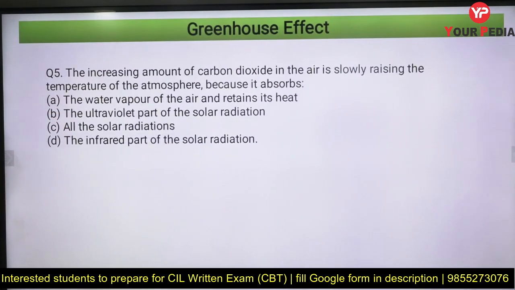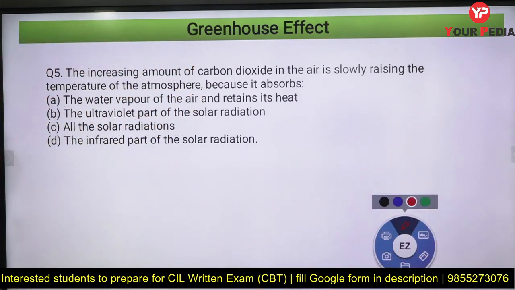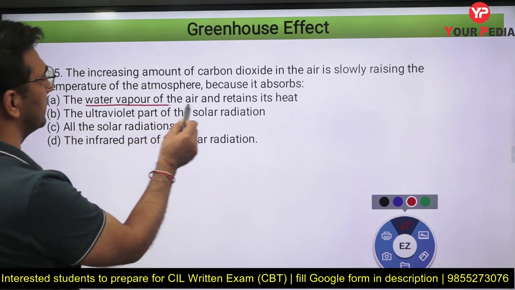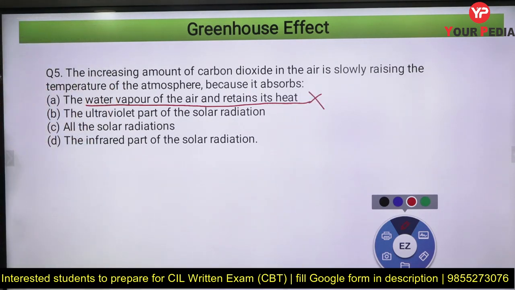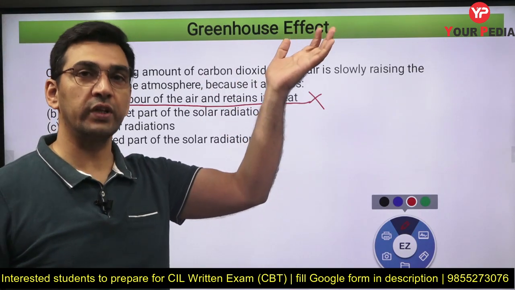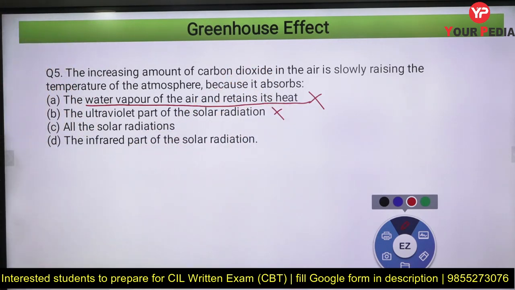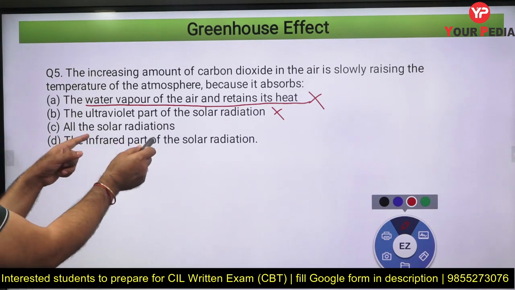What about this? The increasing amount of carbon dioxide in air is slowly raising the temperature of the atmosphere because it absorbs. Now you have to pay attention over here. If you have understood the conceptual part well, then you can answer. The water vapor of the air and it retains it. He is saying that carbon dioxide is retaining water vapor in the air. Wrong. Ultraviolet part of the solar radiation: you already know that most of it is absorbed by the ozone layer, and a small portion comes to the Earth's surface. So this cannot be responsible, and you cannot say carbon dioxide is related to that. All solar radiation: the increasing amount of carbon dioxide in the air is slowly raising the temperature because it absorbs all the radiation.